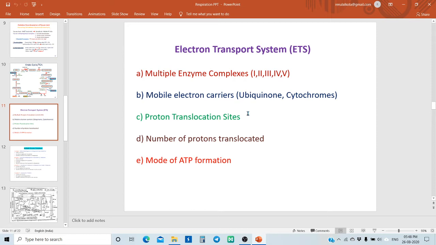Now we will have a glance at the electron transport system. We need to understand these components before entering into it. Multiple enzyme complexes: we have complexes 1 to 5. The first 1 to 4 help in electron transfer, and the fifth one is for ATP production. Then mobile electron carriers, we have ubiquinone and cytochromes, proton translocation sites, number of protons translocated, and mode of ATP formation.